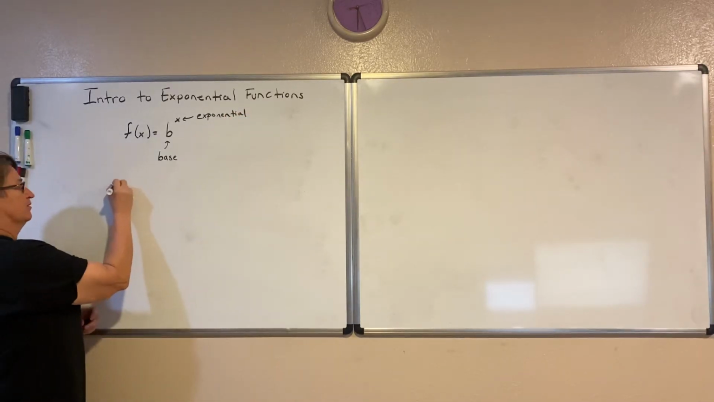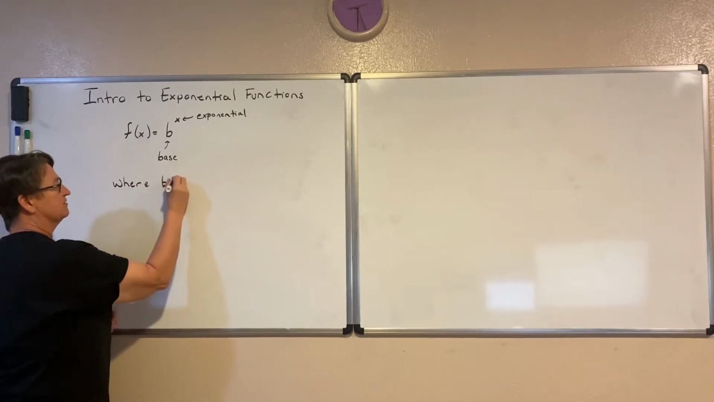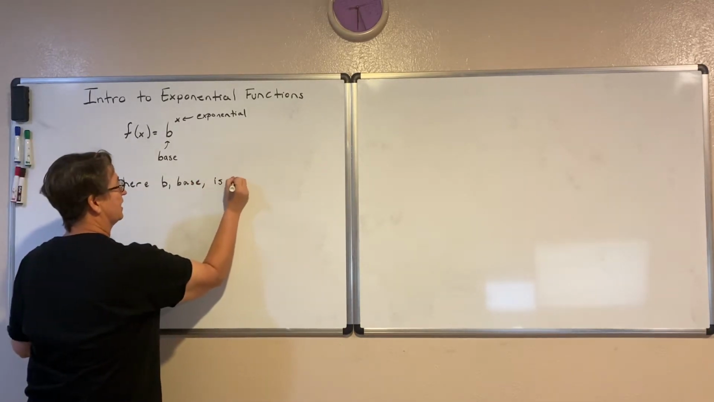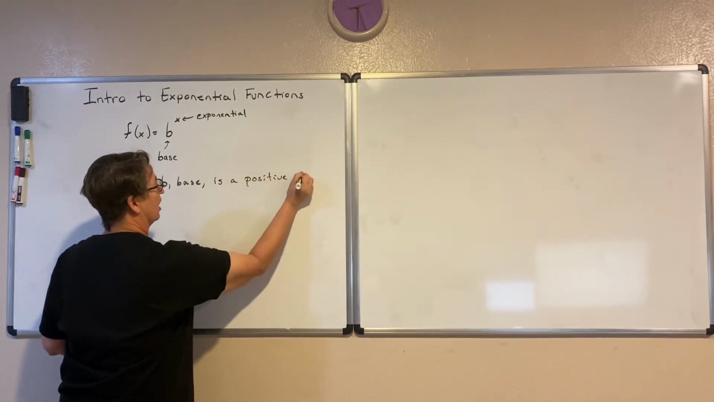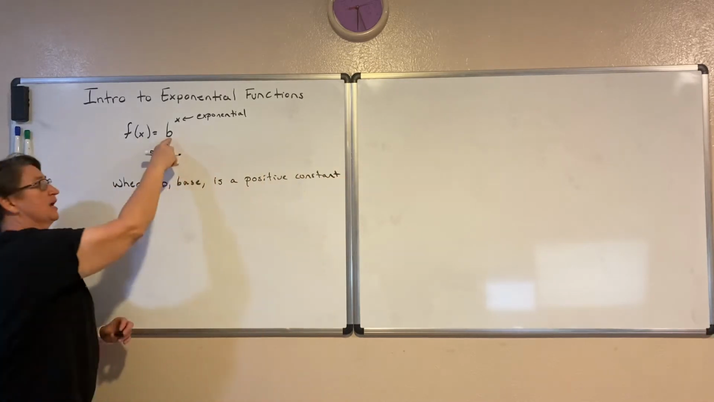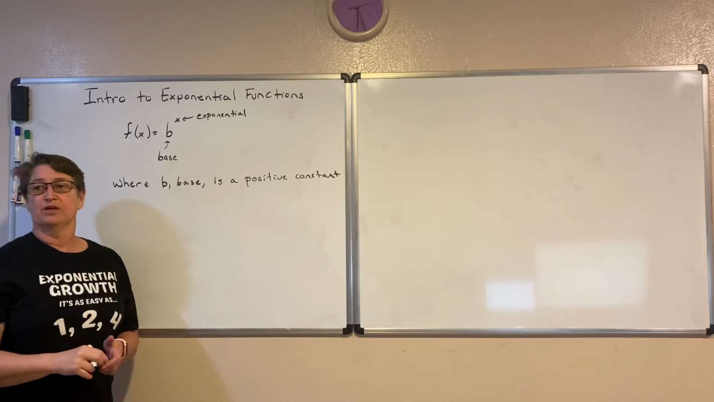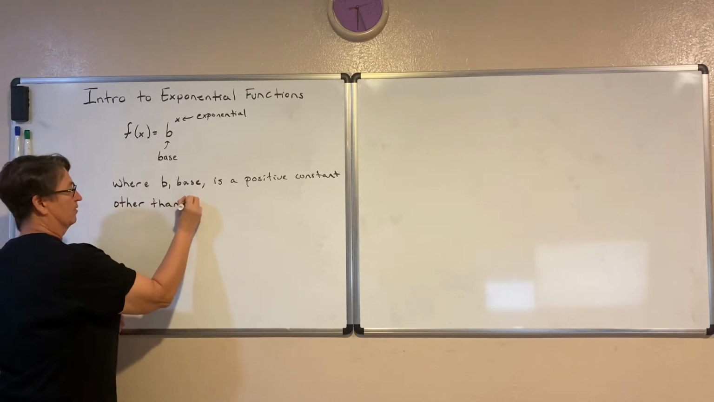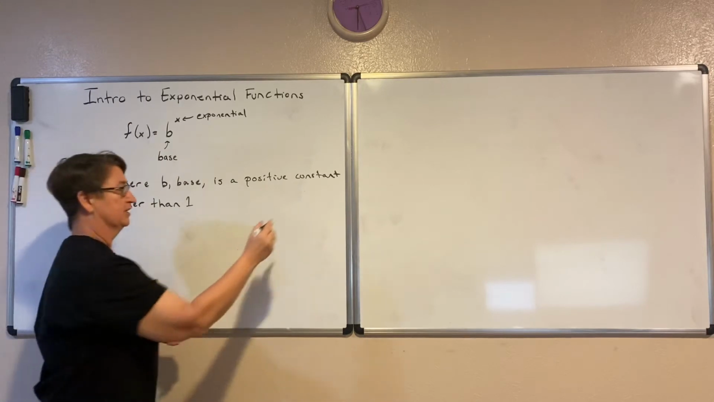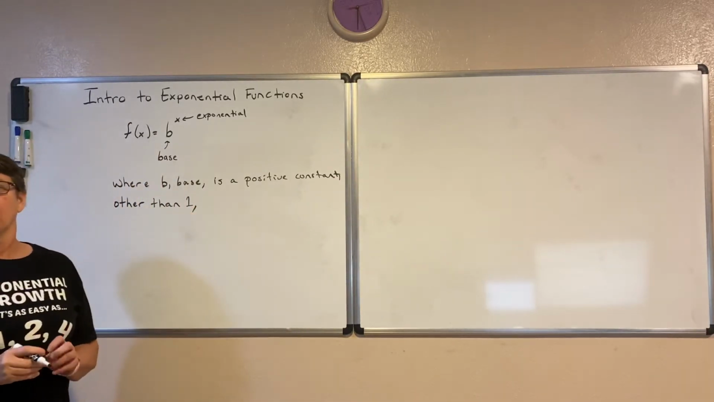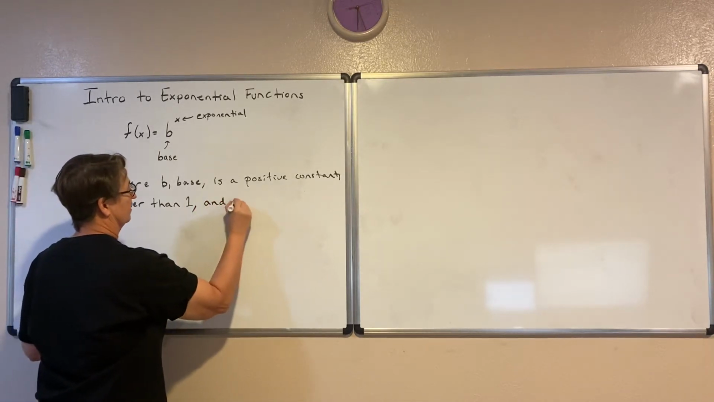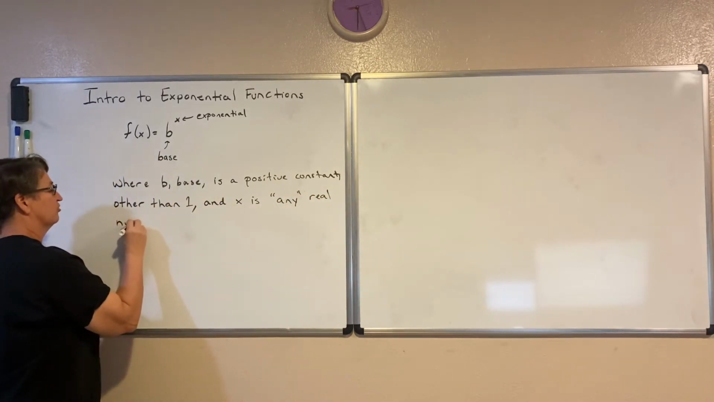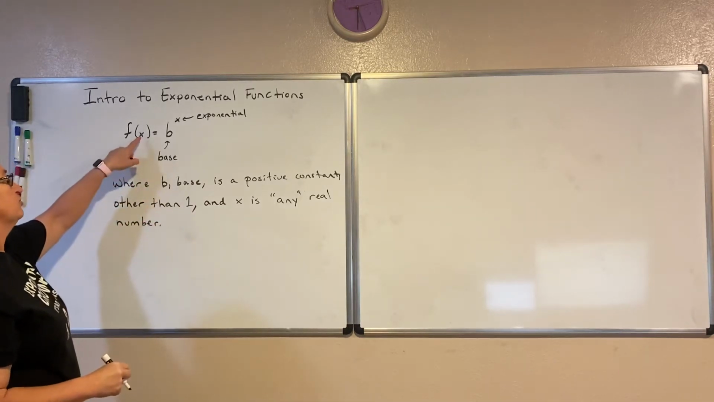And that base, b, is a positive constant. So b has to be a positive number, just some number is all that means, that constant, other than 1, because 1 raised to any power is kind of boring. It just is 1 over and over again. So other than 1, and x is any real number. In other words, we can input any number we want to in for x.